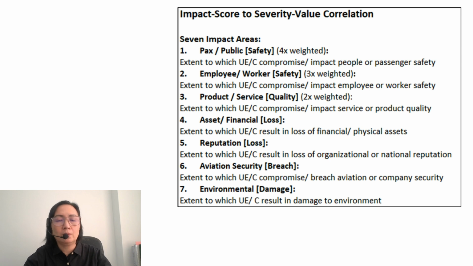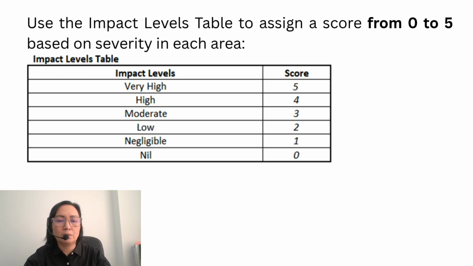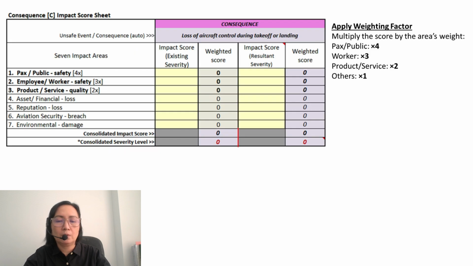Of course, we need to use the impact levels table to assign a score from 0 to 5 based on severity in each area. Each of the 7 impact areas has a specific weighting factor, in brackets, refer to the score sheet here. This factor reflects the relative importance or criticality of each area to the organization or operation. Multiply the score by the area's weight. Example: passenger public safety times 4, worker safety times 3, product service times 2 and others times 1.